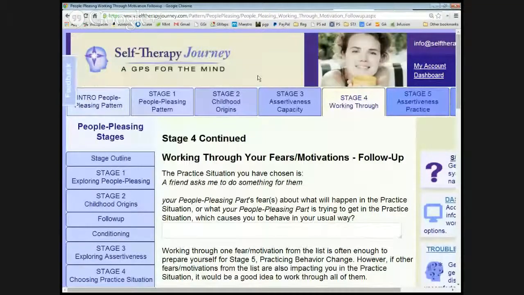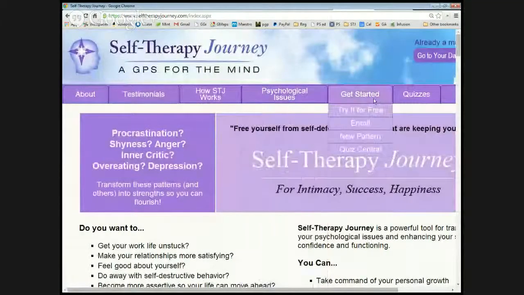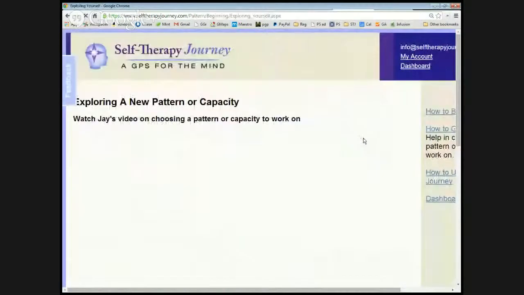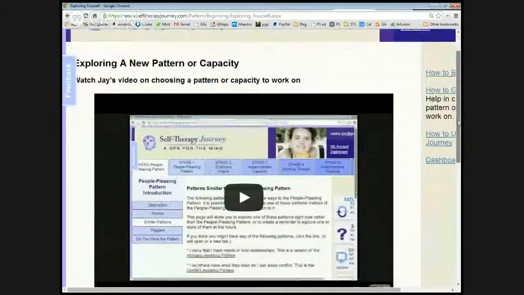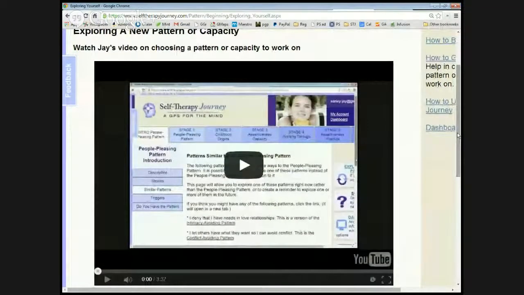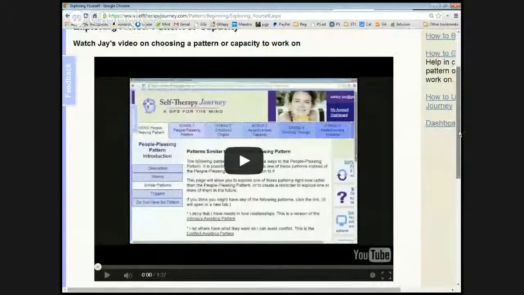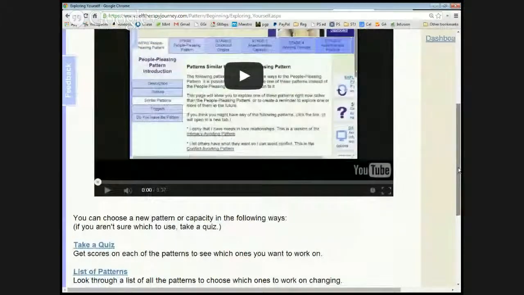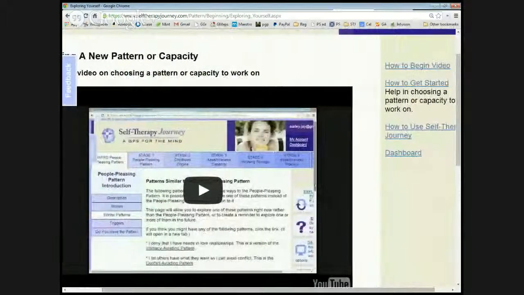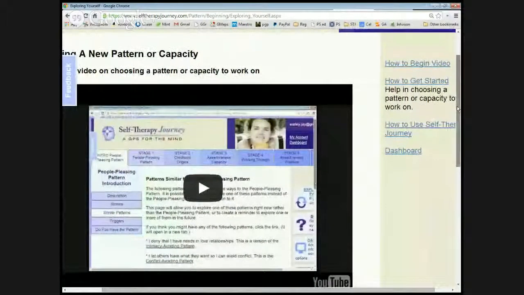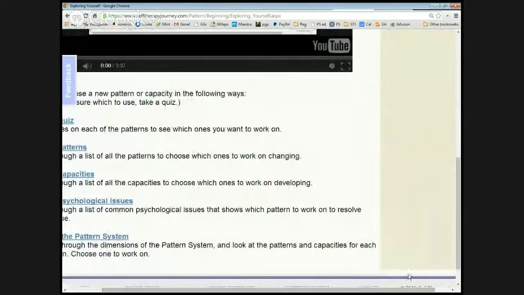Now I'm going to go back to the beginning. Here's the home page. So let's suppose you want to work on a new pattern. How do you determine what pattern to work on? I think that's the question. So you go to this page, and here's a video that tells you something about how to decide on a pattern. There's also another video over here that goes into more detail. But I'll just talk about it here.